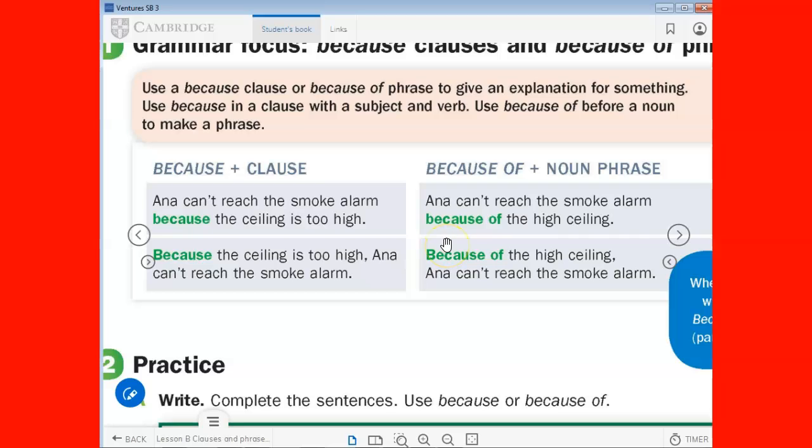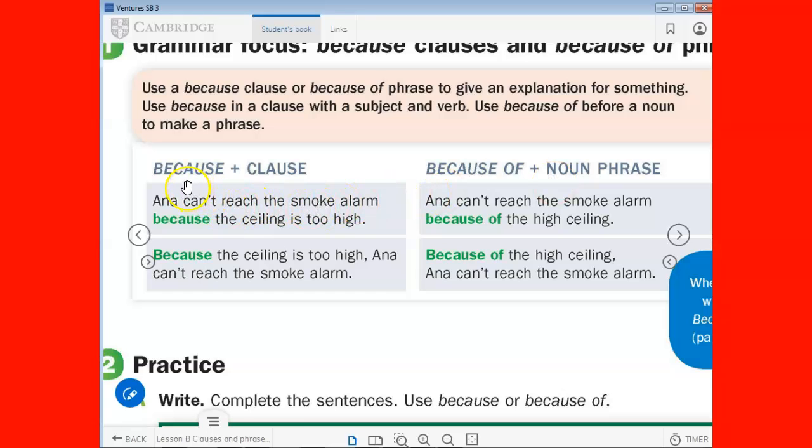So I want to point out a couple of things. Always remember, because plus a clause. So when you have because, it's followed by a subject and a verb. Okay, a clause. When you have because of, it's just going to be followed by a noun phrase. There's no verb. So that's one of the most important things to remember when you're trying to use it.